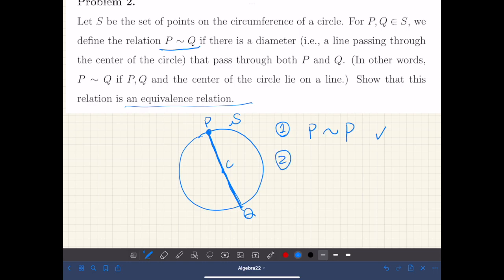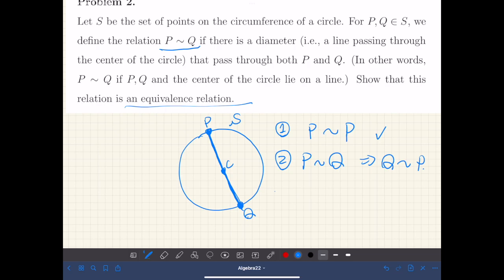And two, suppose P is related to Q. Then we have a line that passes through the three points P, Q, and the center. If that's the case, then Q is related to P because there is a line that passes through Q, center, and P. Therefore, the symmetry is satisfied.